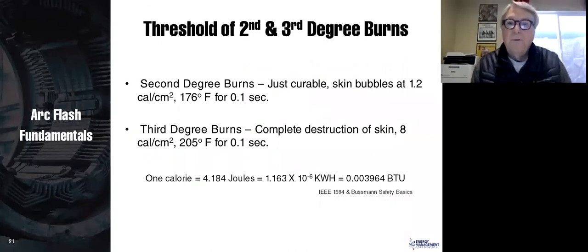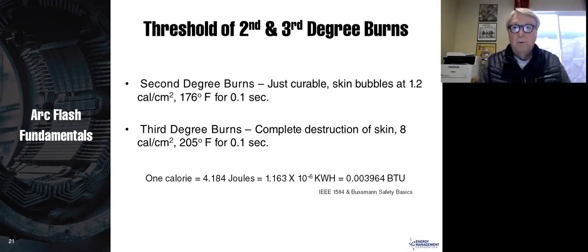Now, if you do arc flash, you probably recognize these numbers. If you don't, these are things that you really want to remember. A second degree burn is just curable. The skin bubbles at 1.2 calories per square centimeter, and you can get a second degree burn by exposing your skin to 176 degrees Fahrenheit for 1/10 of 1 second. A third degree burn, you have complete destruction of the skin, and that's 8 calories per square centimeter, and that is only 205 degrees for 1/10 of a second. So you can imagine when you have 35,000 degrees, third degree burns are pretty likely.